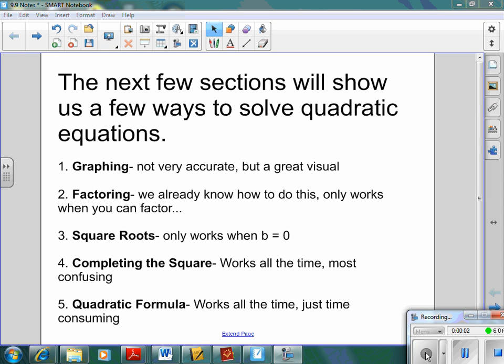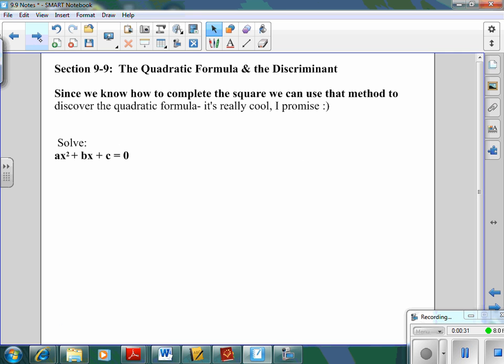On to our very last way to solve quadratic equations. Remember, so far we've done graphing, factoring, square roots, and completing the square. The quadratic formula is awesome because it seriously works every single time. It is very time-consuming, though, and because of that, there's tons of room for mistakes. But it's a good one to use because it works when factoring doesn't work, when you can't square root it, or just because you don't like to complete the square.